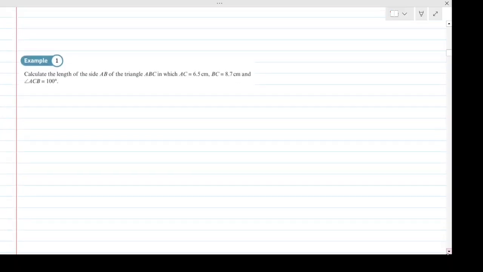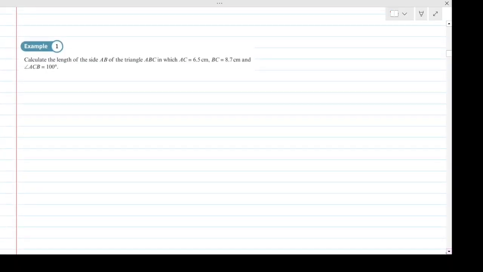Okay, let's have a look at this example. Calculate the length of side AB of a triangle ABC in which AC is 6.5, BC is 8.7 and ACB is 100. So this sort of question, where it's describing something geometric, like a triangle, but they don't draw anything, it's best to do a little sketch, a little drawing yourself.